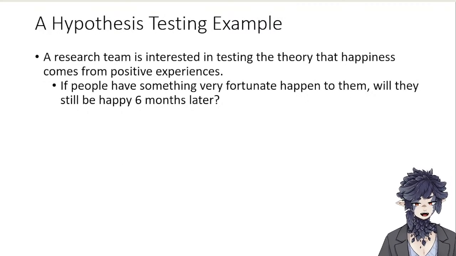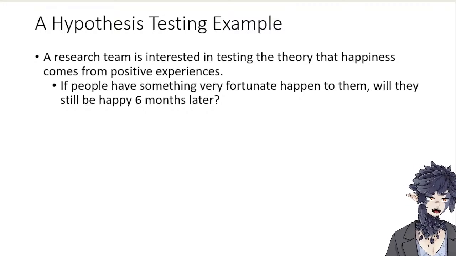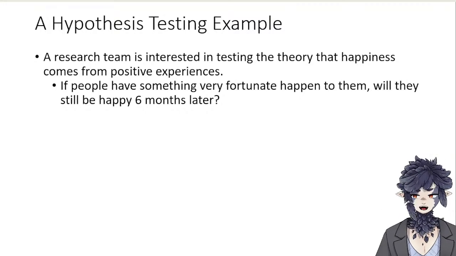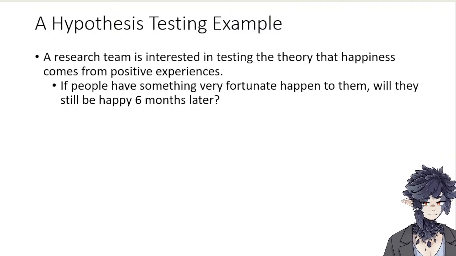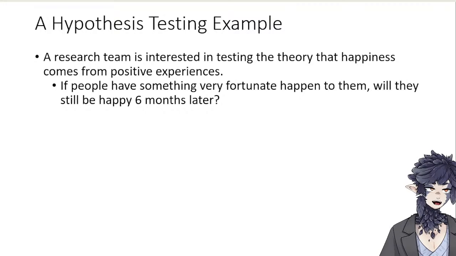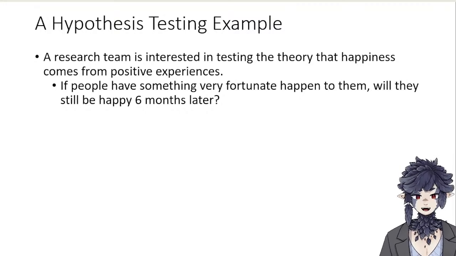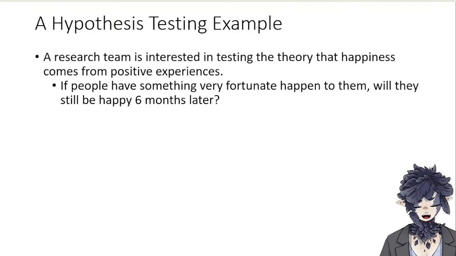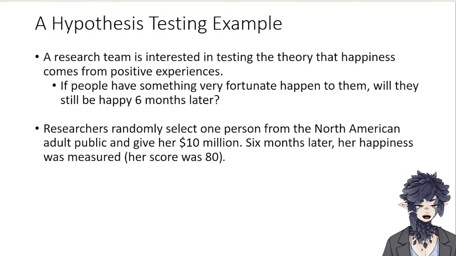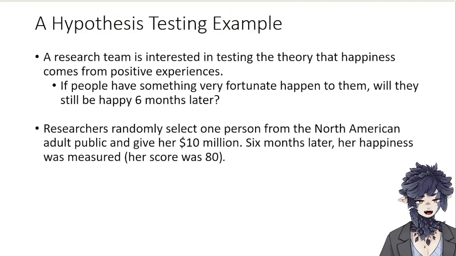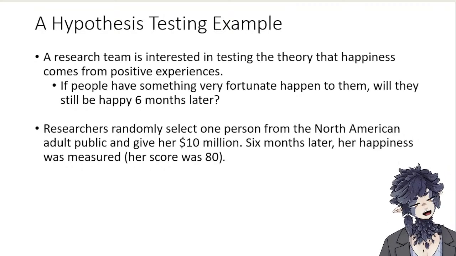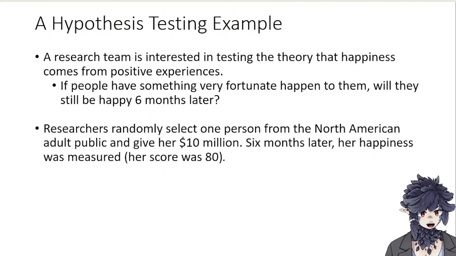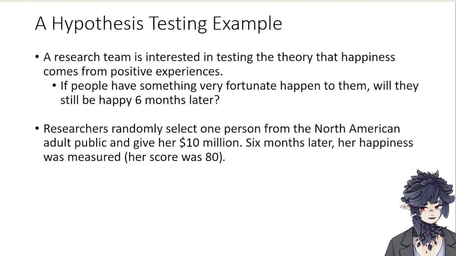So, here's another example. Let's say we've got a research team that's interested in testing the theory that happiness comes from positive experiences. If good things happen to you in your life, you will be happier. We might narrow this down a bit to say, if people have something very lucky happen to them, will they still be happy 6 months down the line? So we want to see if this effect has some staying power. You're not just happy in the moment, you're happier later too. Let's say we as researchers randomly select one person in North America and give her $10 million. 6 months later, we measure her happiness.